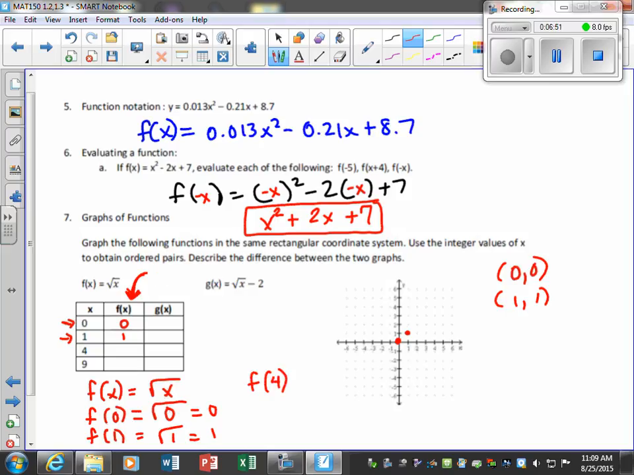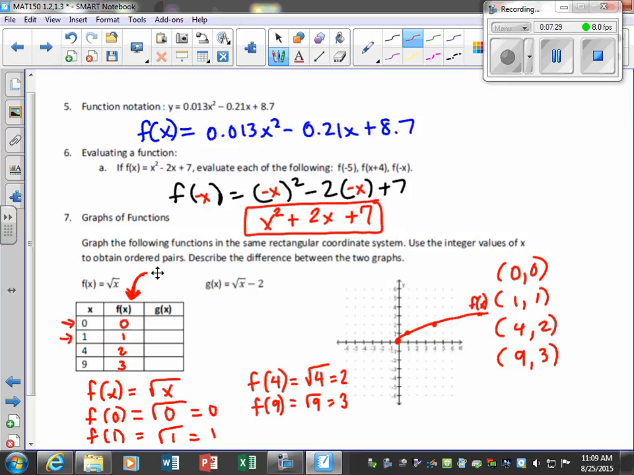F of 4 is next. Evaluate the function at 4. So what is the square root of 4? 2. So our ordered pair is 4, 2. We're here, and our last one. So evaluate f at 9, and that will give us the square root of 9, which is just going to be 3. So we have the ordered pair 9, 3, which is going to be off our page, or let's just say we're roughly here. And we would name this function our f of x function.